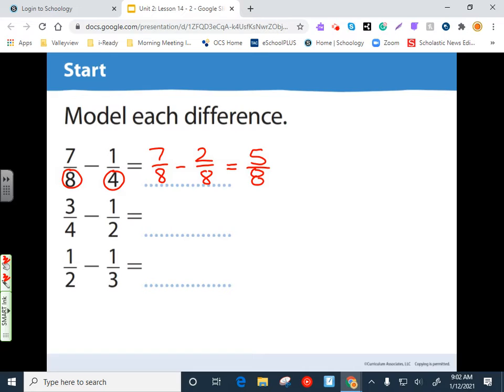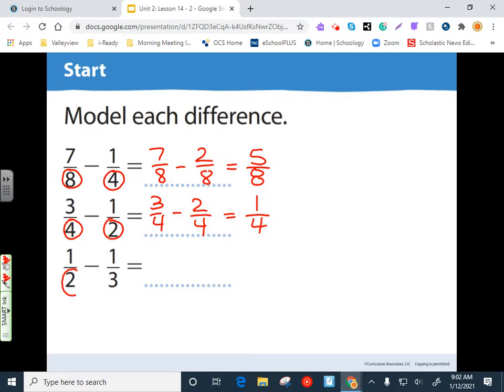For this one, we have 3/4 minus 1/2. You've got a 4 and a 2. We'll have to change that 2 into a 4. So we've got 1/2. The equivalent fraction is 2/4. So that gives us an answer of 1/4.